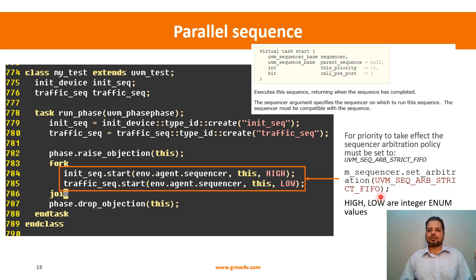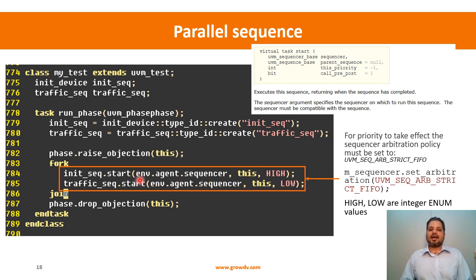We also showcased how you can start multiple sequences in parallel, and we discussed the m_sequencer handle, which is present within each sequence and is initialized with the handle of the sequencer on which that particular sequence is running. So in this case, inside the init sequence, if I call this, the m_sequencer handle will be initialized with the env.agent.sequencer handle, right?